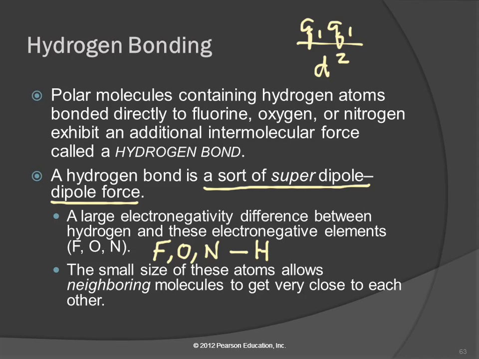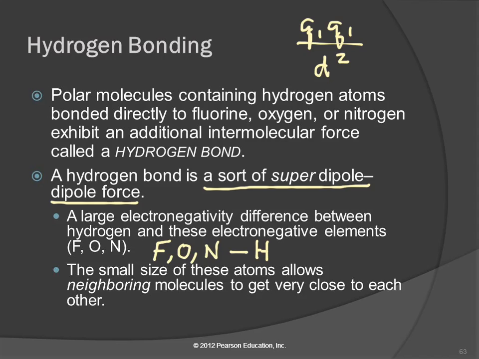So this is a dipole-dipole force. It's just a special subcategory. It's a super dipole-dipole force. They're called hydrogen bonds. It always involves hydrogen, and part of that is because hydrogen is small, and it helps that the nitrogen, oxygen, and fluorine are small as well, and it allows the neighboring molecules to get close to each other, because if the distance is too big, then the force of attraction falls off very fast.